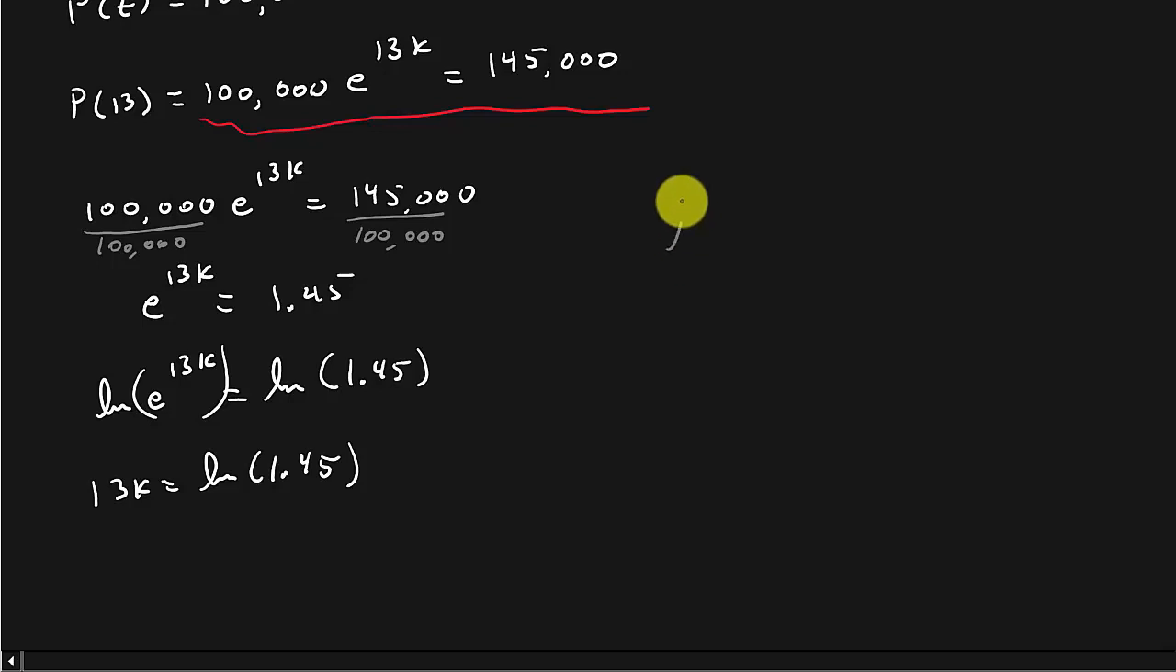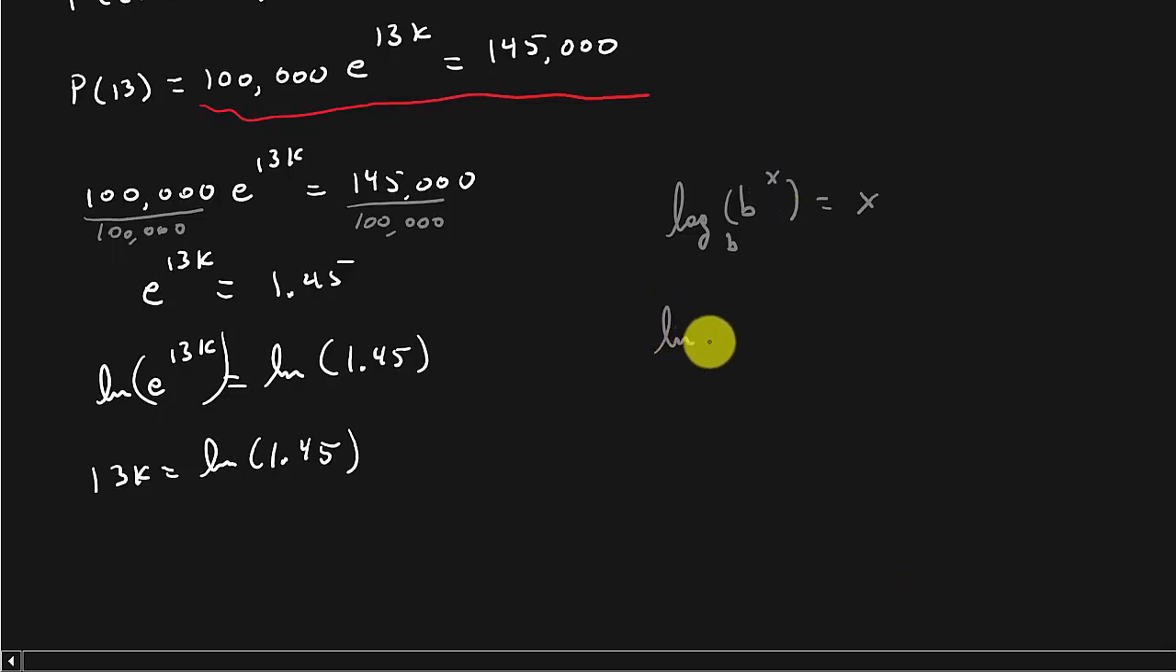If you have the log of b to the x with base b, that is equal to x. In other words, if the base of your exponent and the base of the log are the same, your answer is your exponent. Okay? And also remember that the natural log of x is equal to the log of x with base e. So if it's natural log, it's understood to be base e.